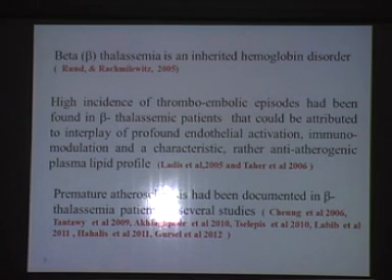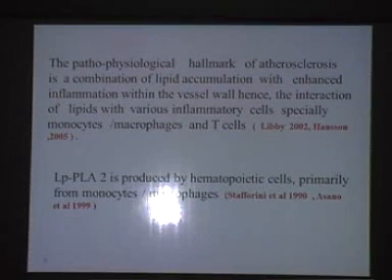Premature atherosclerosis has been documented in beta-thalassemia patients in several studies. The main pathological hallmark of atherosclerosis is a combination of lipid accumulation with enhanced inflammation within the vessel wall, hence the interaction of lipids with various inflammatory cells, especially monocytes, macrophages, and T cells.